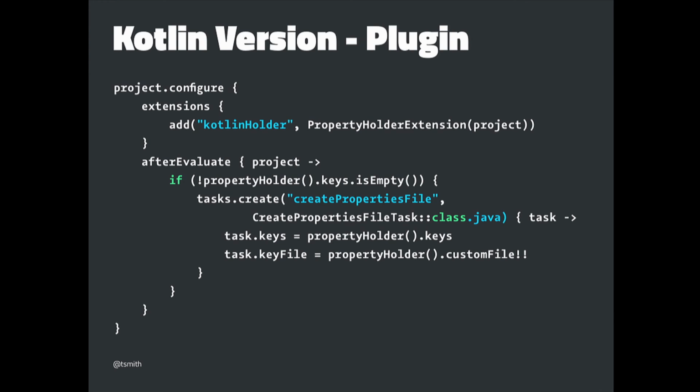So now we have the final Kotlin version of our plugin. Just like with the Groovy version, we add the extension, and the after evaluate is done. And we create the task to create the file on the extension data. It's declarative, concise, and familiar to Groovy developers, but it's consistent with the Kotlin in your Android app, and potentially your build script as well.